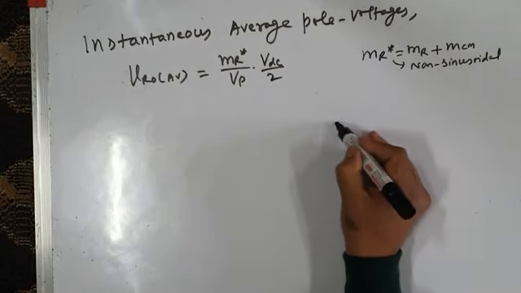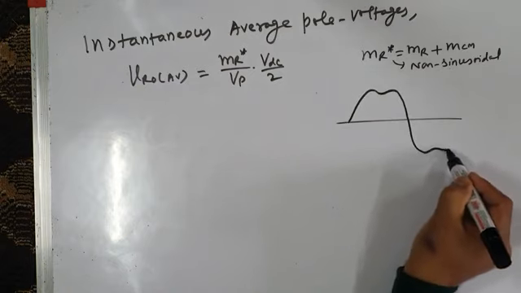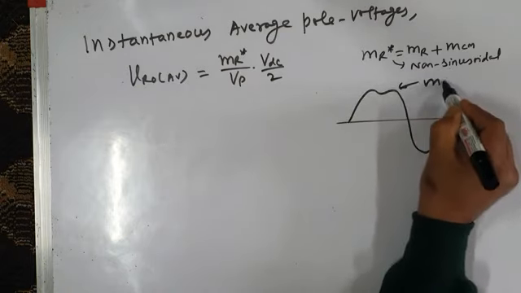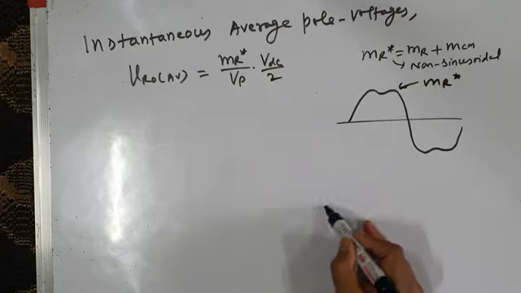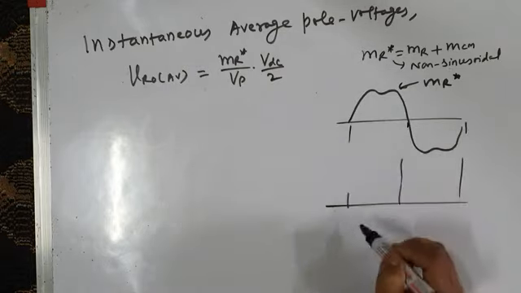For example, let us suppose this is our target reference wave. So this is our Mr star. So what will be the pole voltage VRO? Our pole voltage VRO will exactly follow the same pattern.